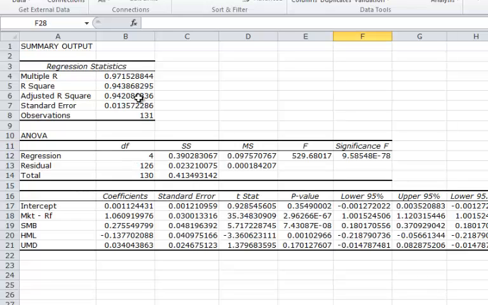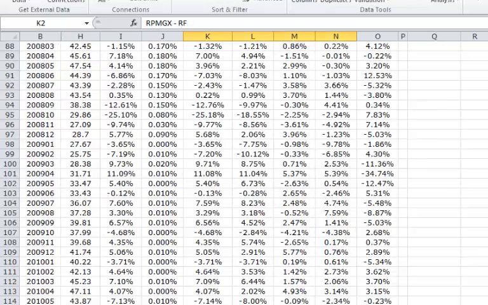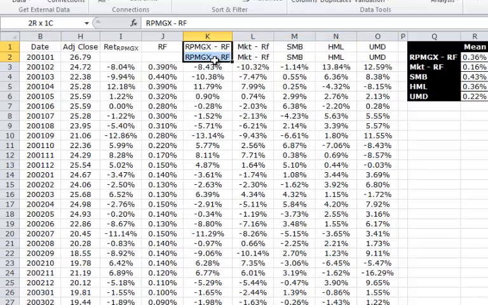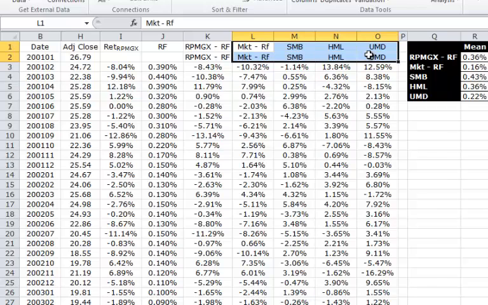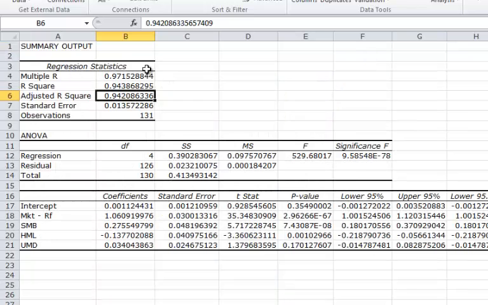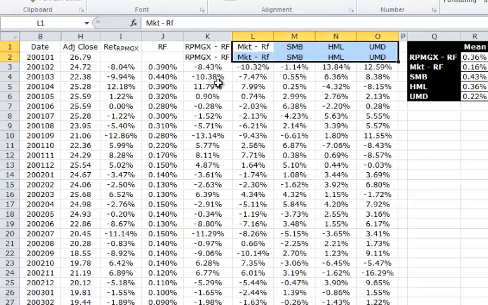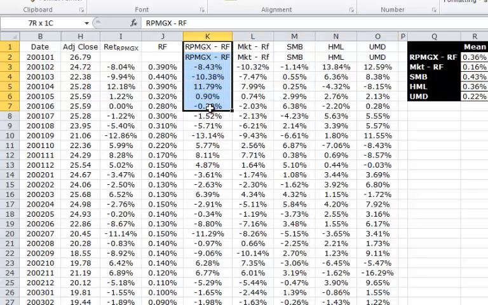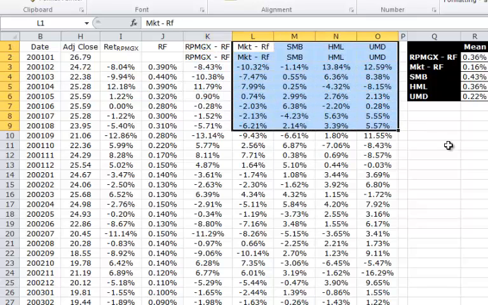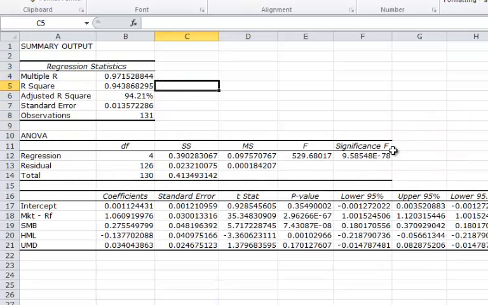Okay, first off, adjusted R squared, which represents the percentage of the variance in this variable that is explained by the variance in these variables. Notice that the adjusted R squared is 94%. What does that tell you? Almost all of the movement in this mutual fund's returns is explained by movement in the returns of these portfolios. So in other words, this regression is very well specified.